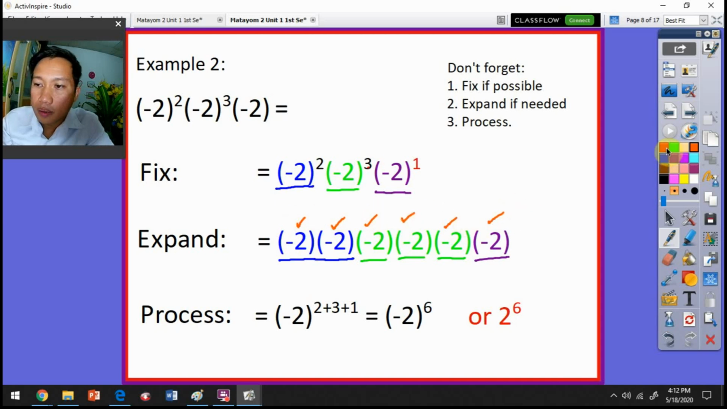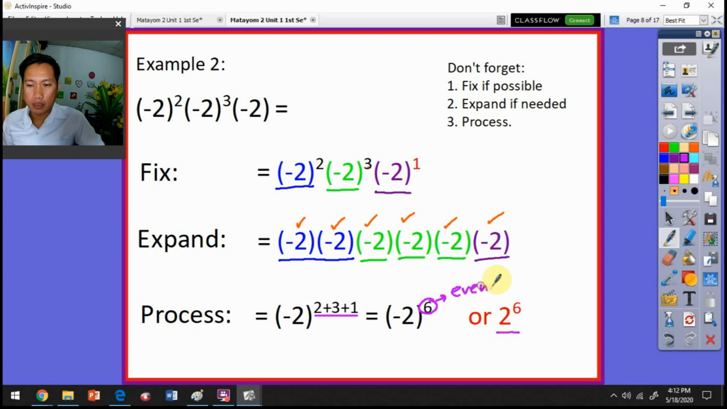Now, it's a hassle to write out the negative 2s in the expand part, but you see this is quite simple. You just add the exponents. 2 plus 3 plus 1 is equal to 6, or 2 to the power of 6. Why is it 2 to the power of 6? Since this is an even exponent.